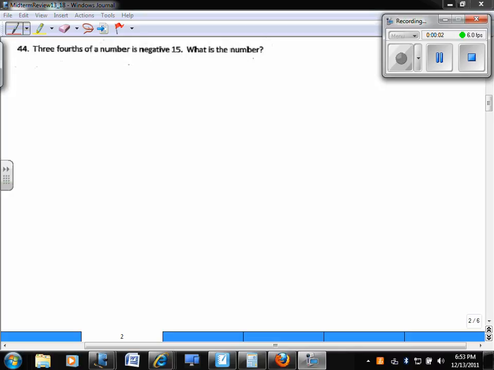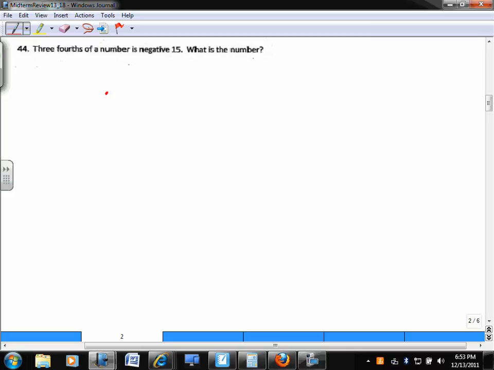Number 44. 3/4 of a number is -15. What is the number? Okay, 3/4, we write as 3/4 of a number. Well, we don't know what that number is. So 3/4 x is, the "is" tells us to make an equal sign, -15. Okay, we need to solve for x.